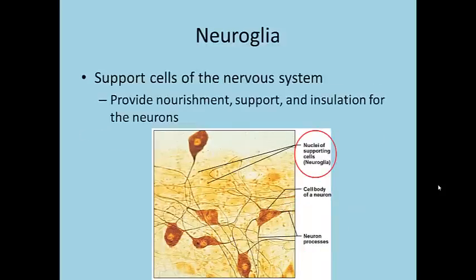It's worth noting that the other subdivision is neuroglia, which are the support cells of the nervous system, and they provide nourishment, support, and insulation for those neurons. While these are not as widely heralded as the neurons, they're very abundant in nervous tissue and have an important job of protecting, supporting, and nourishing those neurons.